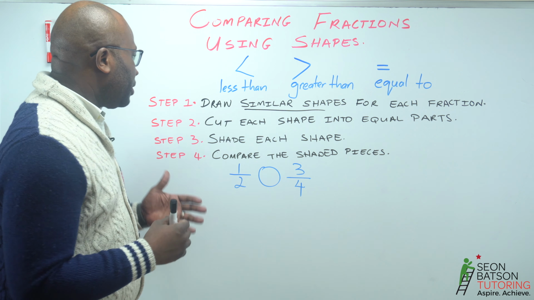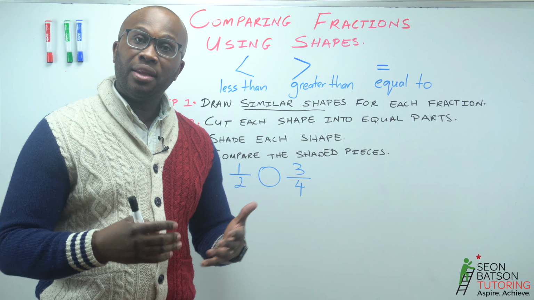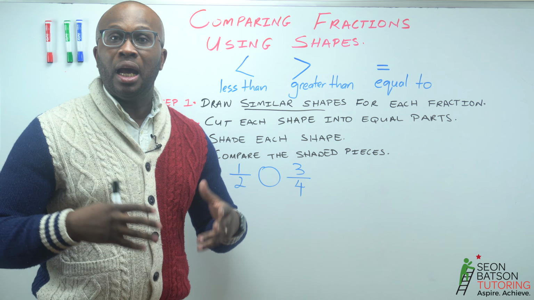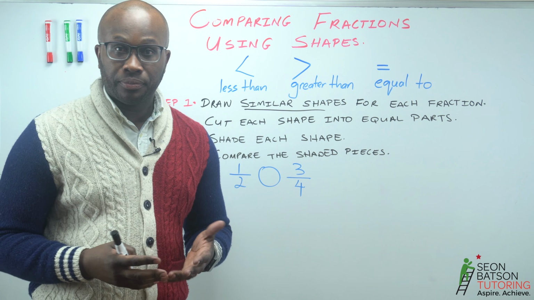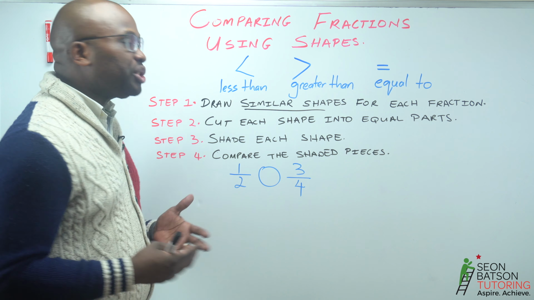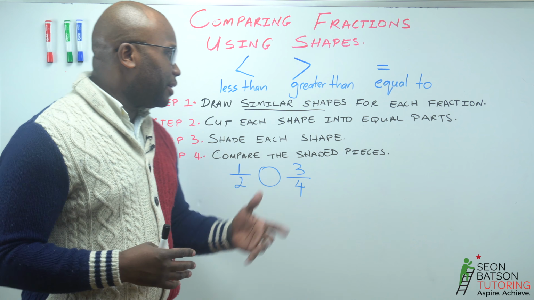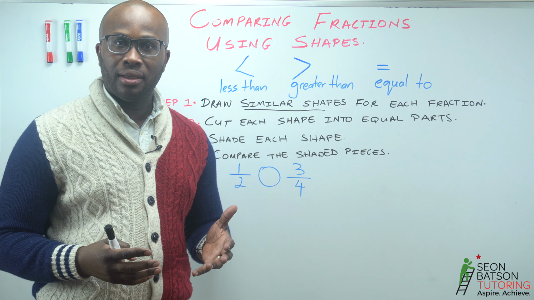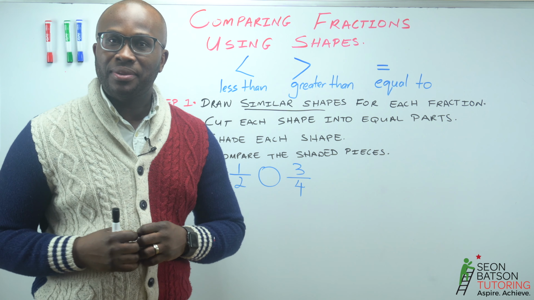Step 3, we will shade each shape. And the numerator of each fraction will tell us how many parts we should shade. And once we are finished shading, we will compare the shaded pieces or compare the shaded parts. That's it. 4 simple steps.